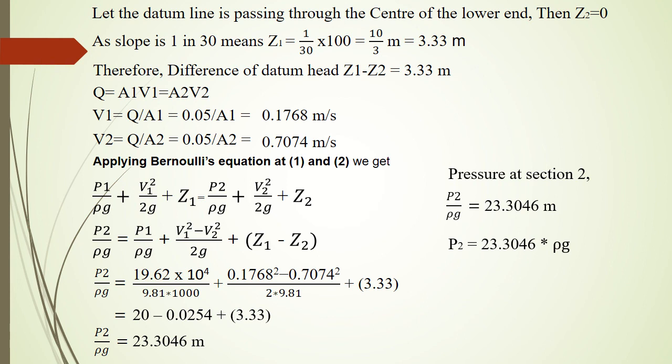But here the pressure head is calculated, but the pressure intensity at section 2, we have already done how to calculate this. So just multiply the pressure head by rho g, right? It becomes 23.3046 into rho g, so rho is 1000 for water and g is 9.81. So the pressure at section 2 is 228,573 Newton per meter square, or else you can say 22.85 Newton per centimeter square. Okay, the most important data that you should remember for this particular problem is the slope.